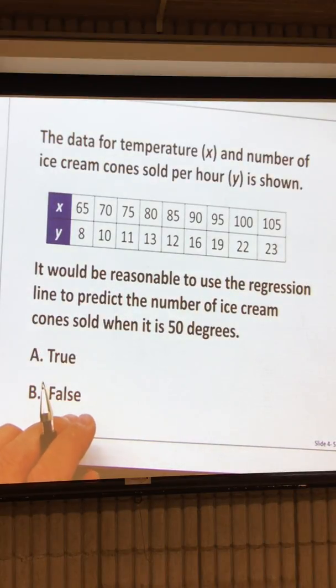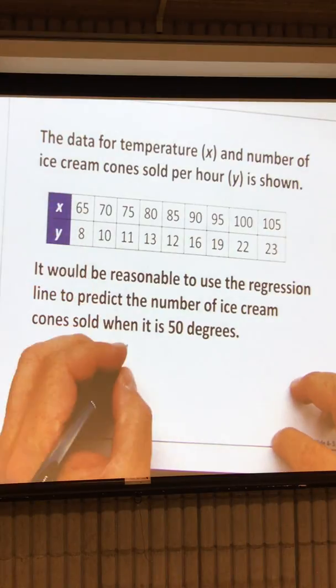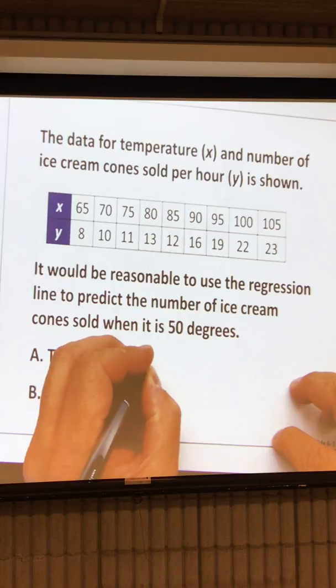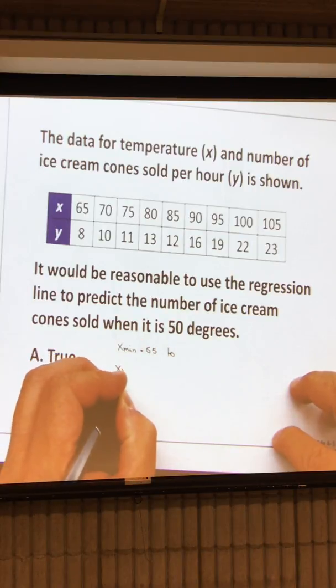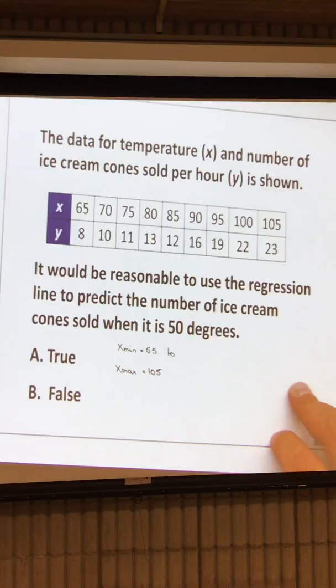Next one, can you predict when it is 50 degrees? Don't forget that you can predict from x minimum, which is 65, to x maximum, which is 105. So this is outside of the range, so the answer is false.